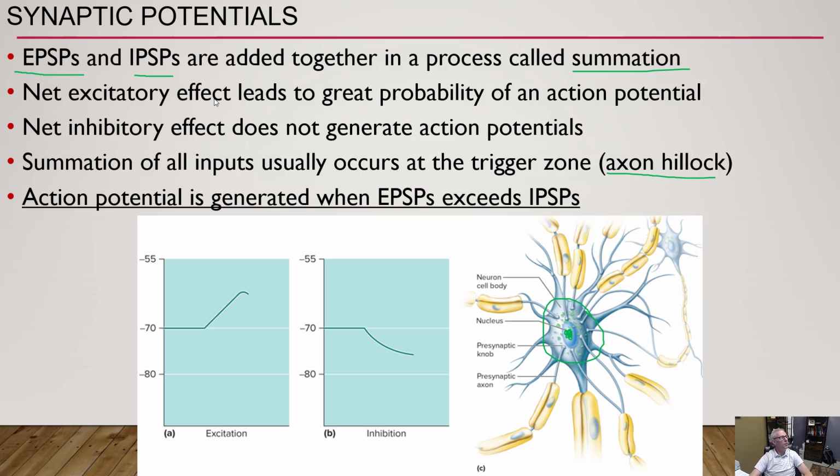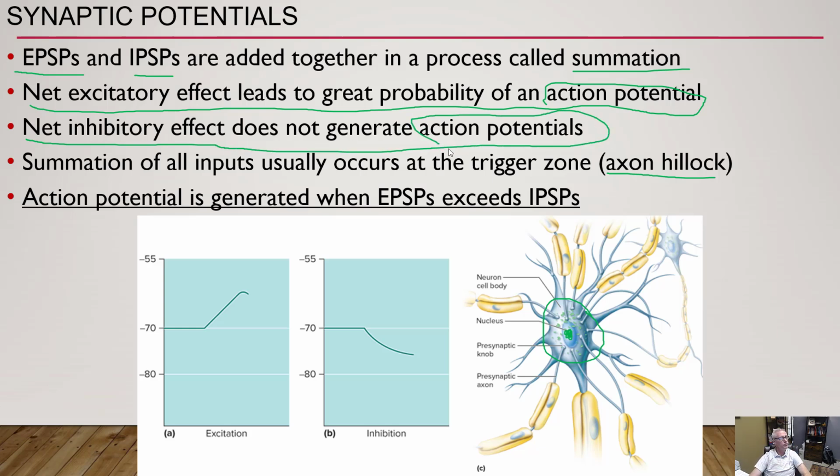So if we add it up and that net summation is excitatory, then we'll probably create an action potential. If that net summation is less than -55, then we're not going to generate an action potential. So the action potential is going to be generated if those excitatories outweigh the inhibitories.